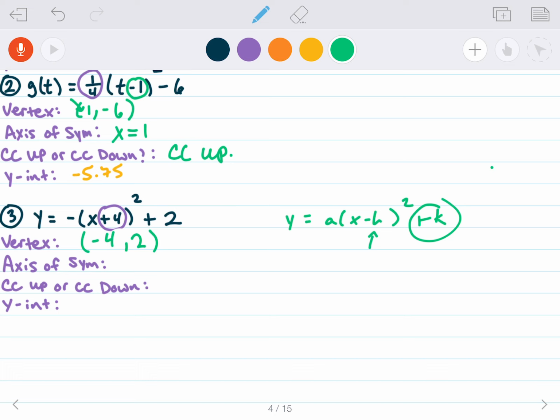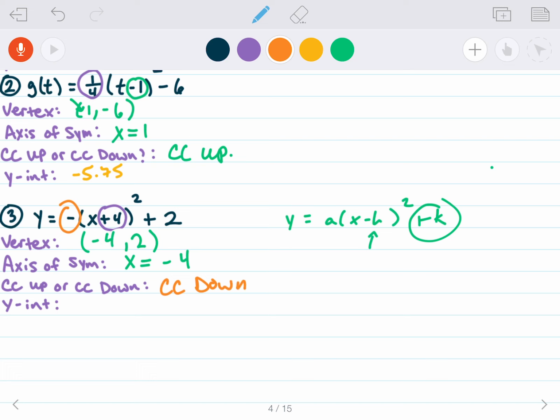Our axis of symmetry is going to be at x equals h. So this is going to be at x equals negative 4. It's where it divides the parabola in 2 equal pieces. And it's going to be concave down because our a value is a negative 1. So this is concave down.